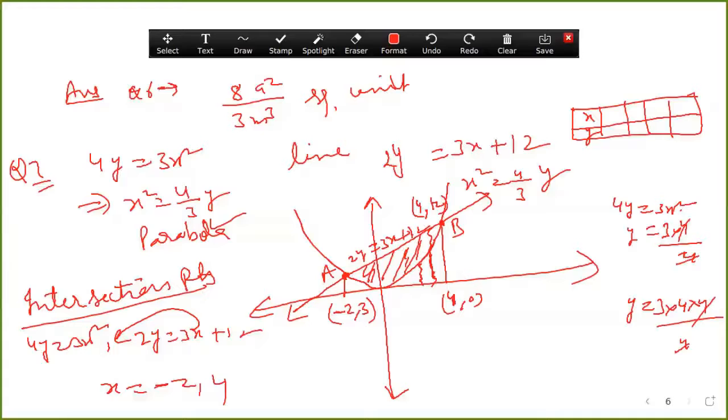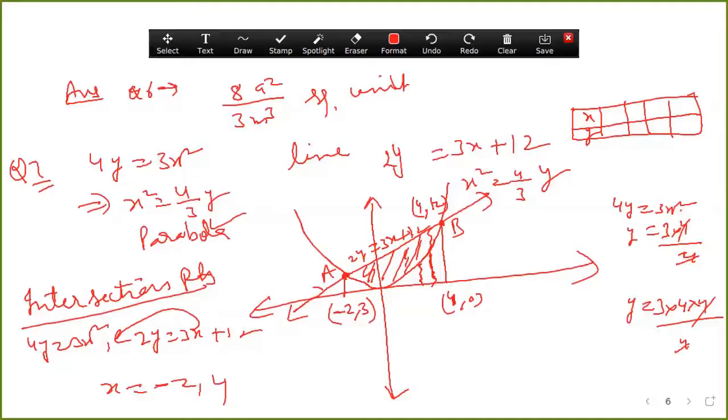Now you have to apply the limit from minus 2 to 4, area under the line minus area under the parabola. Now you have to write down like this. Required area, that is the integral from minus 2 to 4. First was area under the line. Line means the value of y is from the line. Y can be calculated from the line. For area under the parabola, you have to take y from the parabolic equation.